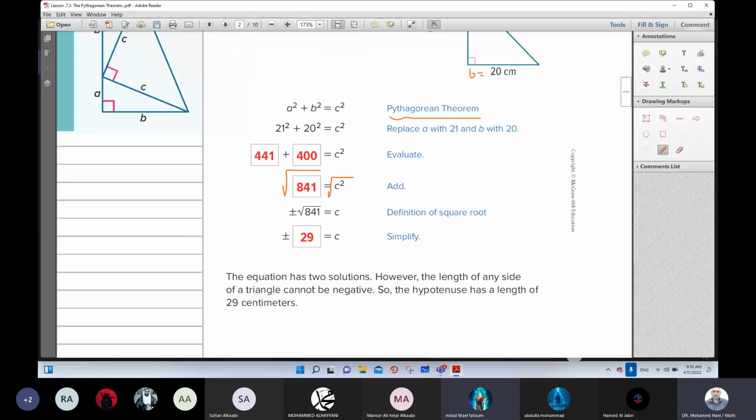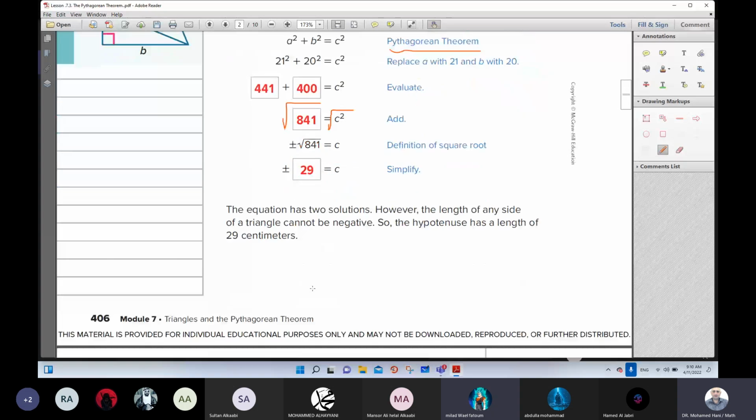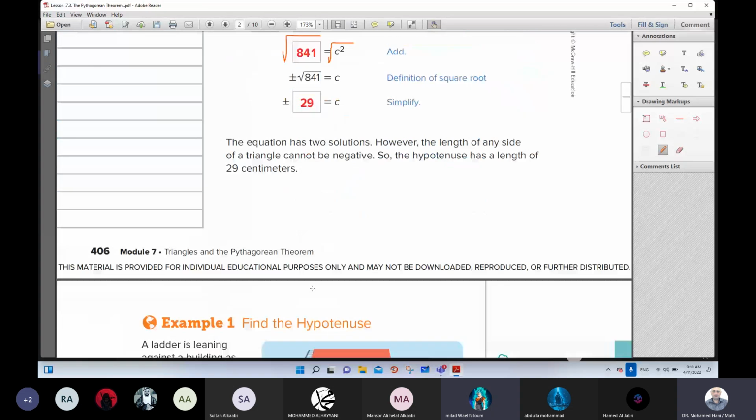Mister, the second example. Mister, what is this symbol?